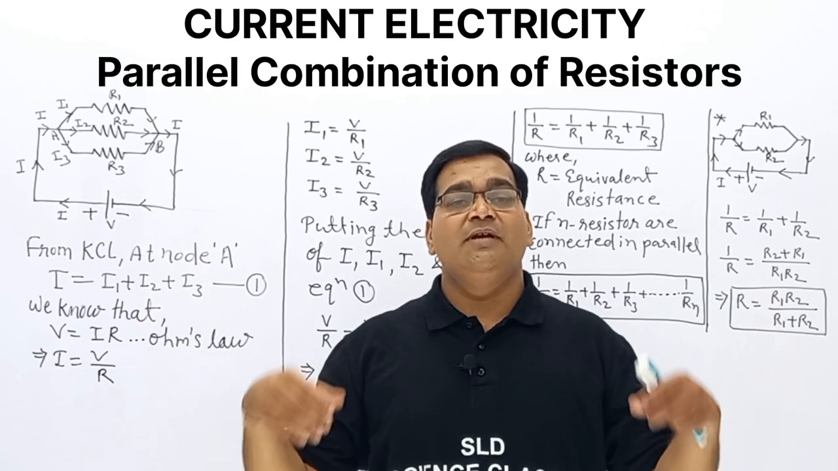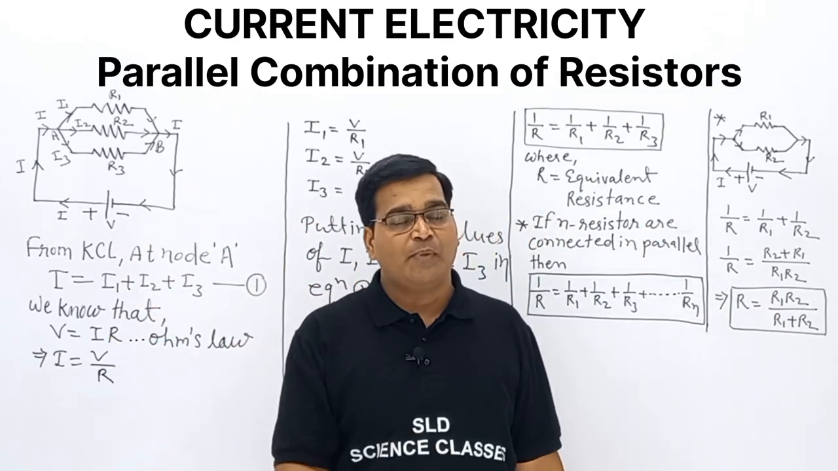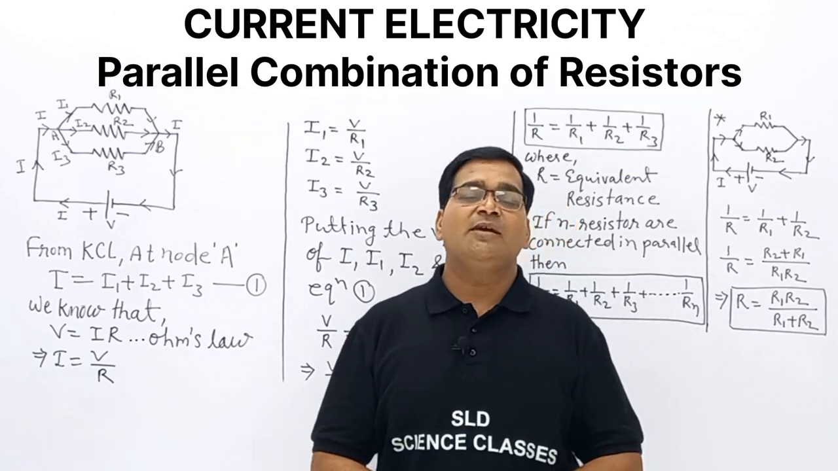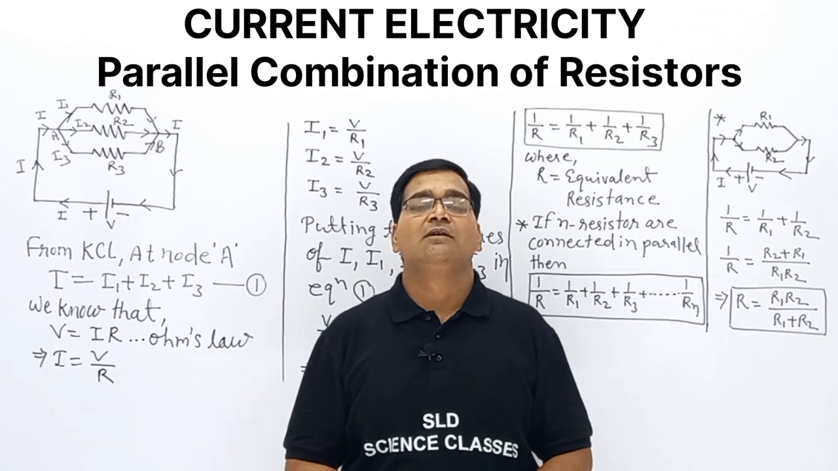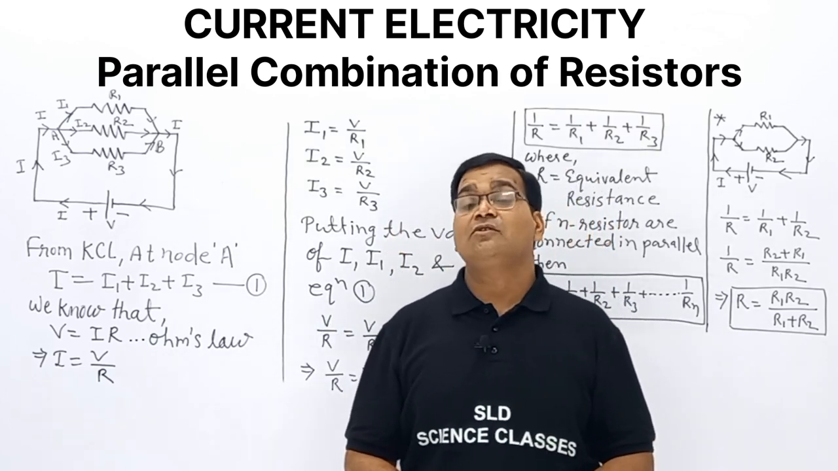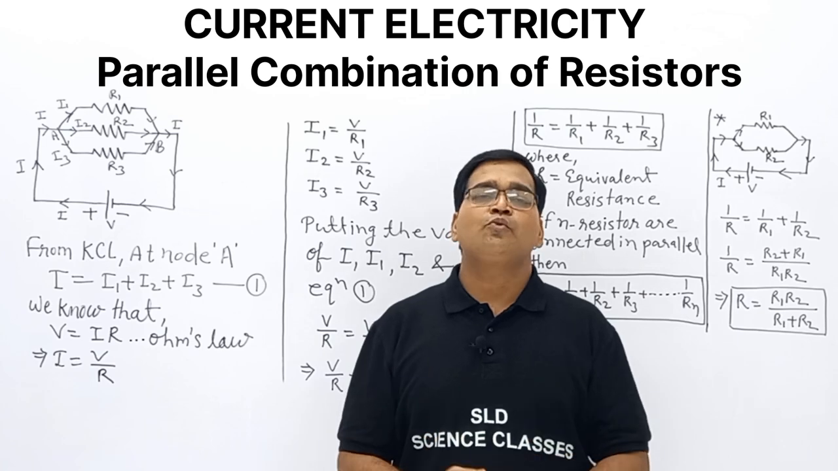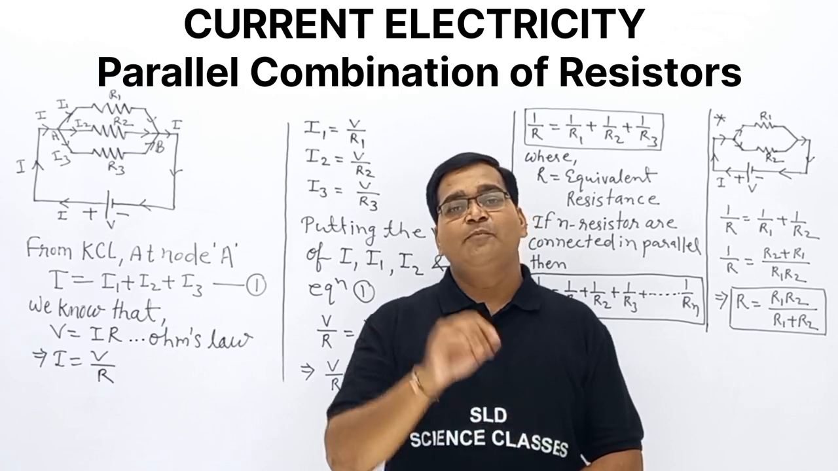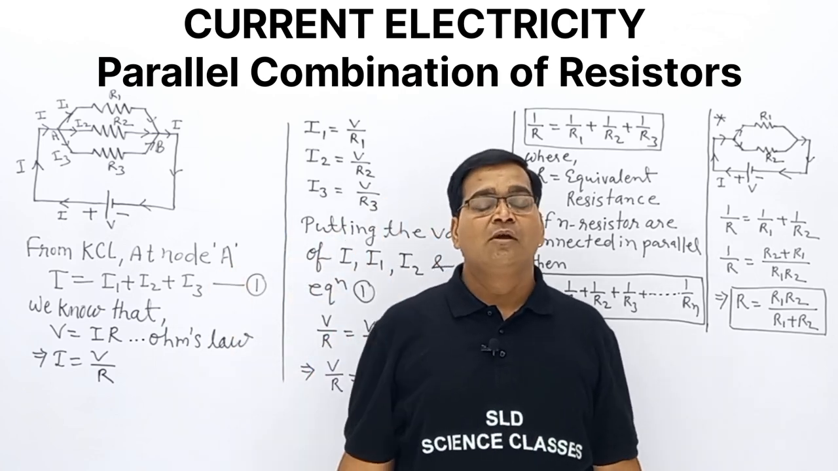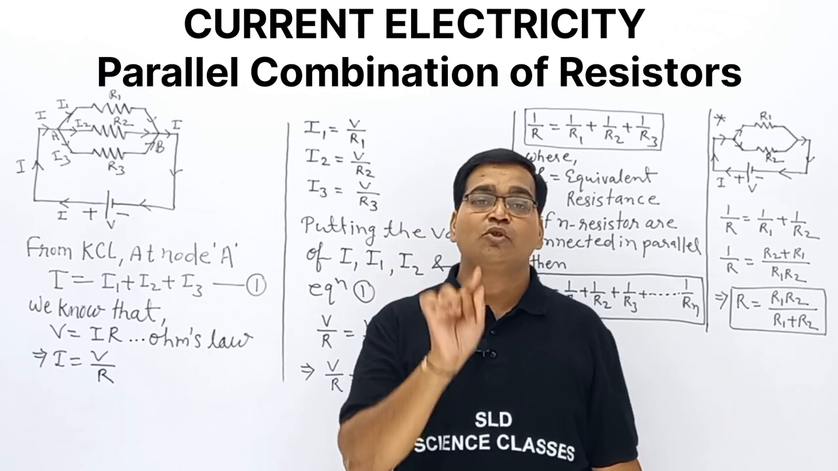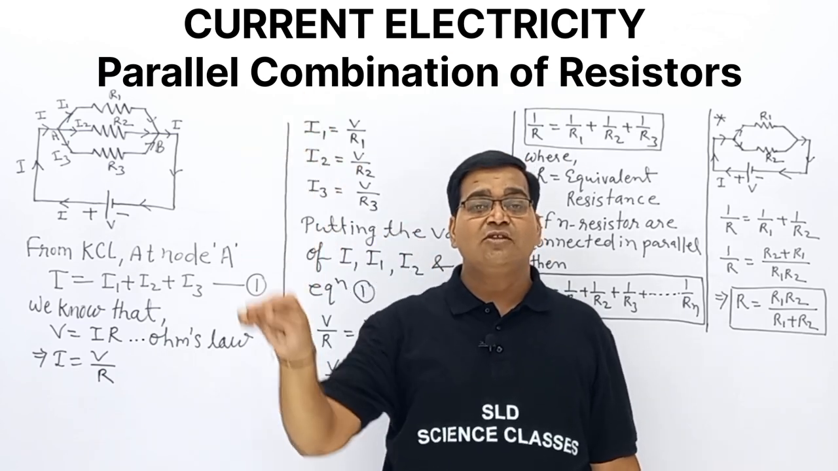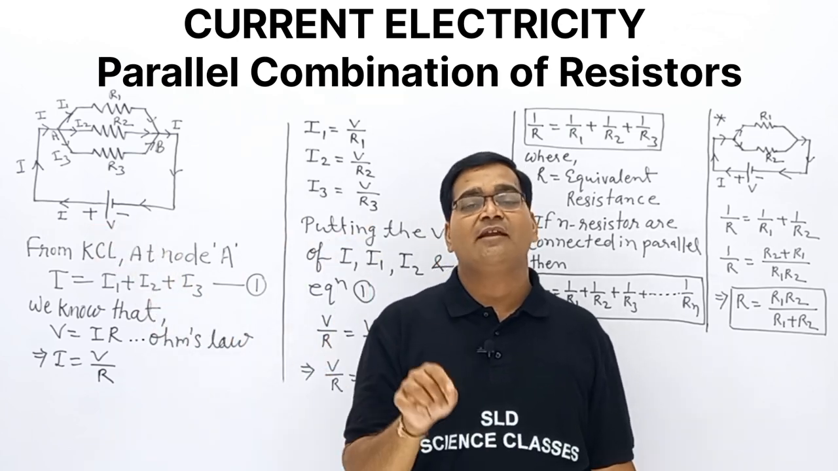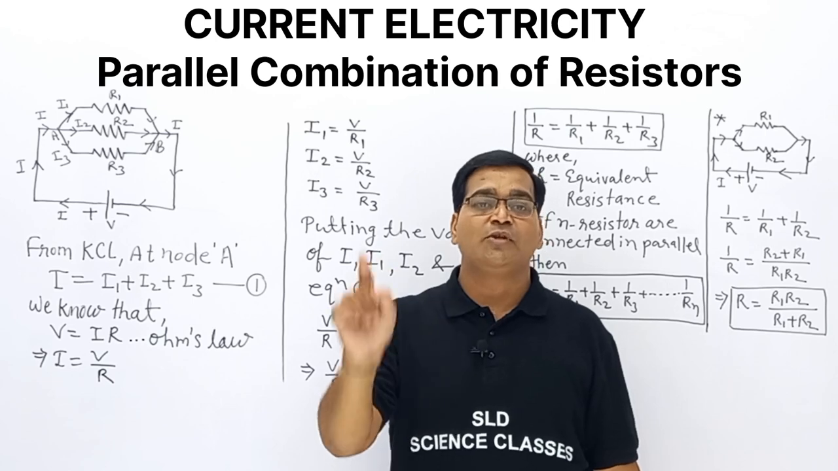How will we find the equivalent resistance if these three resistors are connected in parallel? In our syllabus we studied one topic, Kirchhoff's law, and that law is very useful to find the equivalent resistance of the series combination and the parallel combination of resistors. In the series combination we used Kirchhoff's voltage law. Why? Because in the series combination we have three resistors connected in series, and that is a closed circuit and closed loop, so we use Kirchhoff's voltage law.